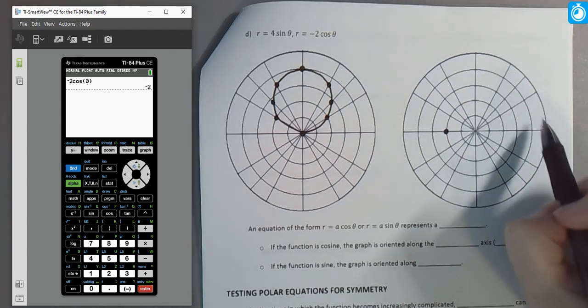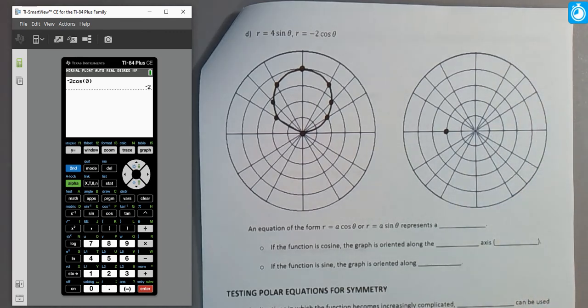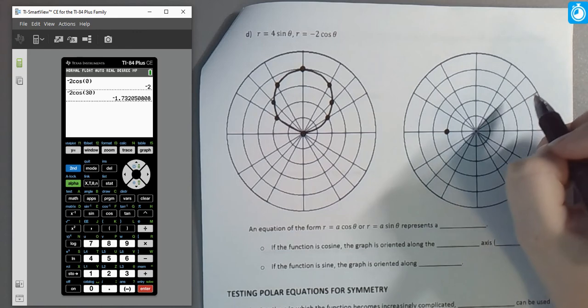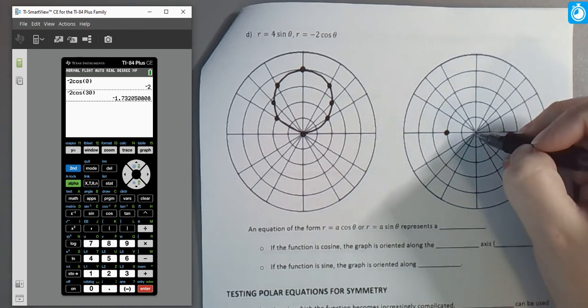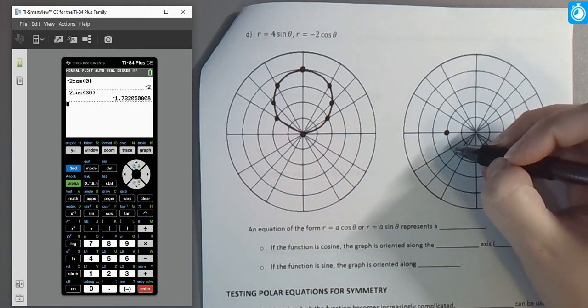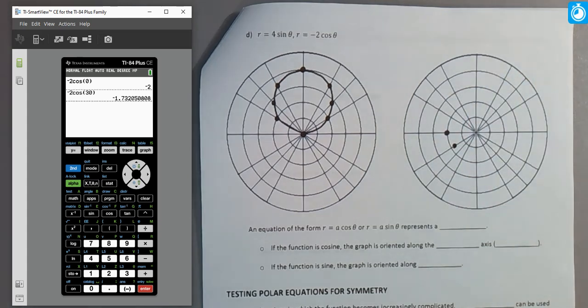Okay, rotate to pi over 6 radians, or 30 degrees. So negative 2 times the cosine of 30 degrees. Negative 1.7, okay, so at 30 degrees, careful, we have a negative r. So along the opposite ray, between negative 1 and negative 2, but closer to negative 2. So about right there. Just ballpark it.